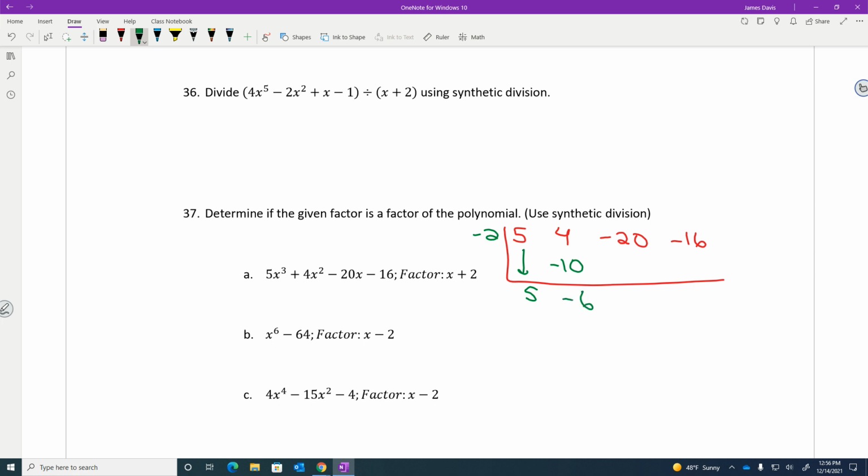Multiply there, 12. Add them, you get negative 8. Multiply, positive 16, add them, and we get 0. So is that a factor? Yes, because this is the remainder. If the remainder is 0, that means yes, it's a factor.